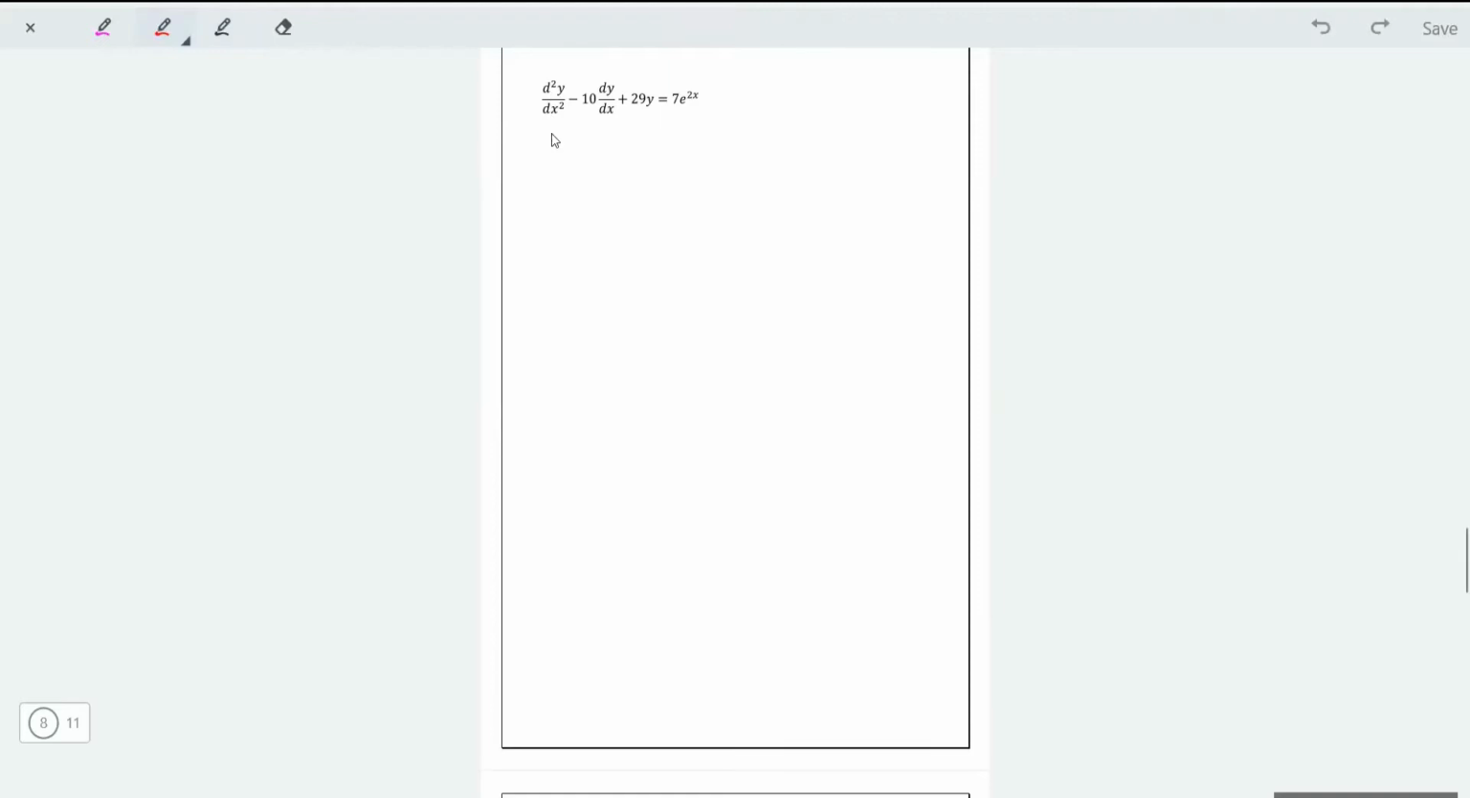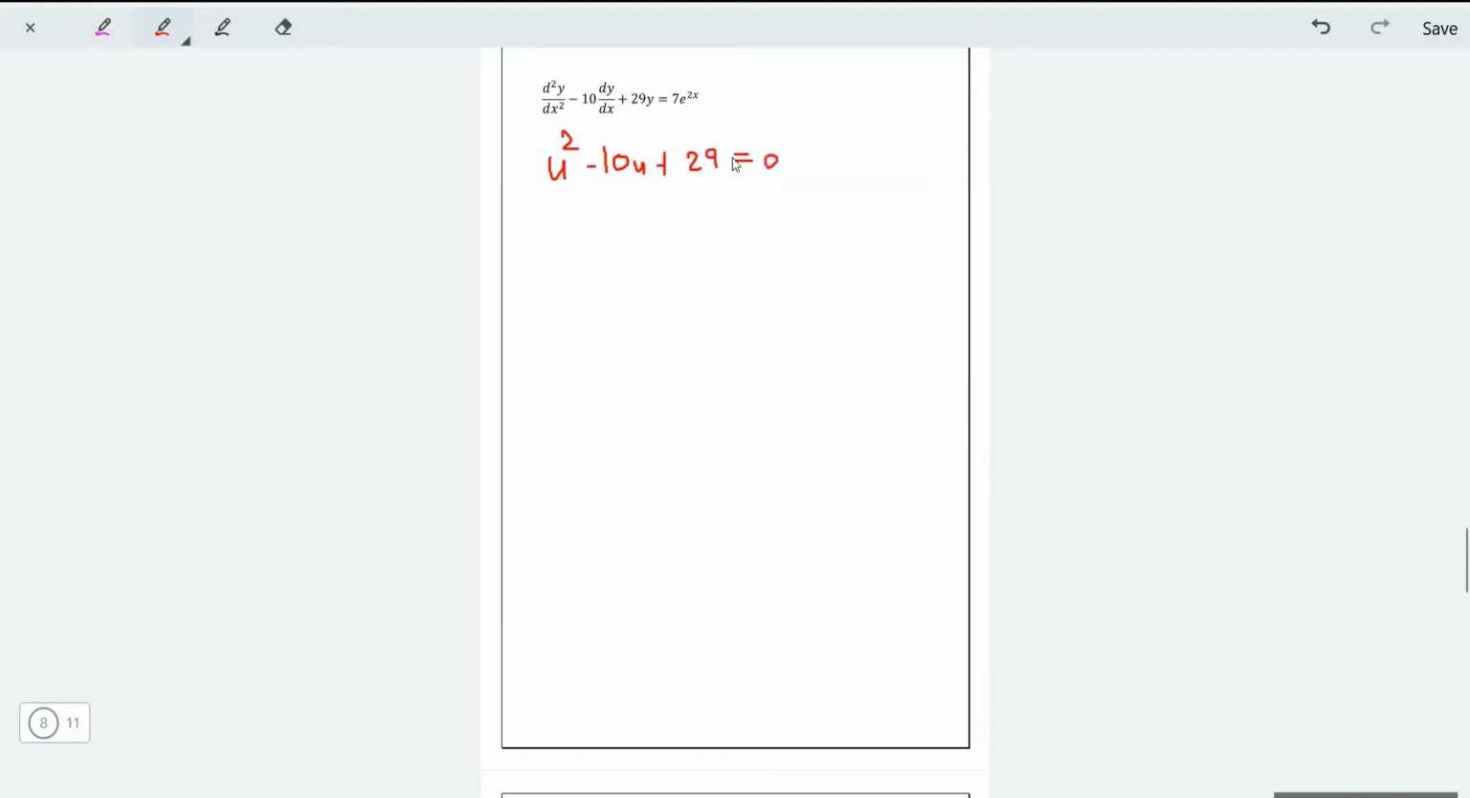Solving the auxiliary equation, I'm going to go back to u. This is just u squared minus 10u plus 29 equals 0. That would be the auxiliary equation for this differential equation.